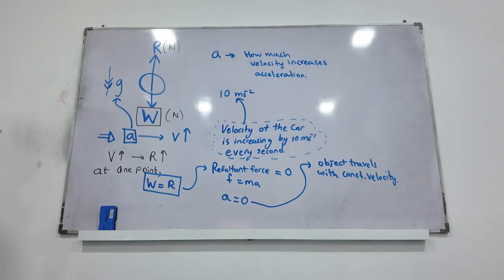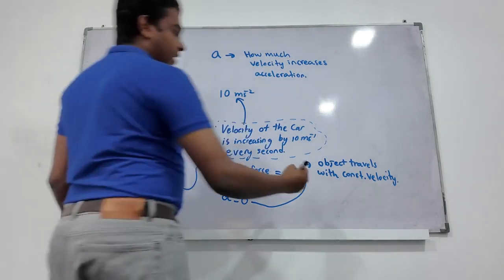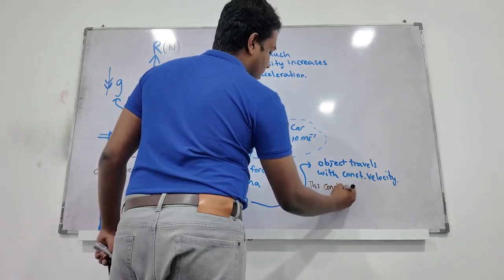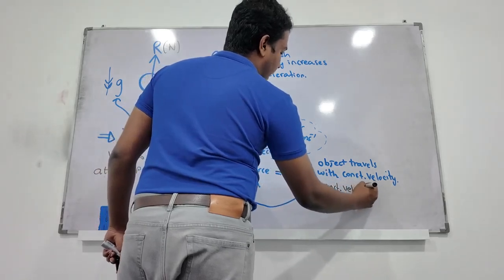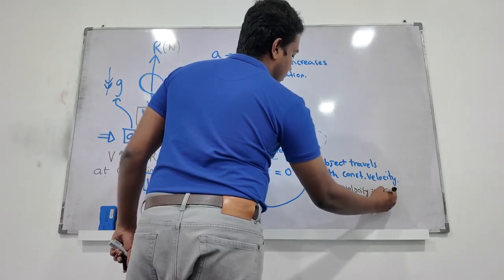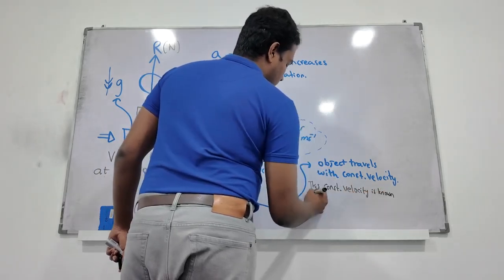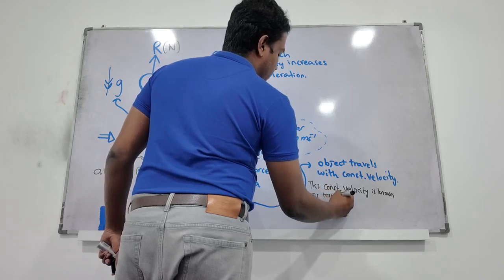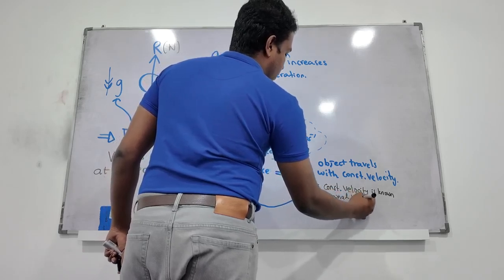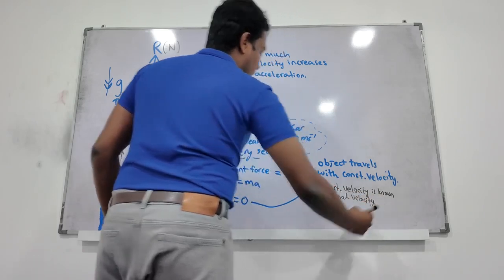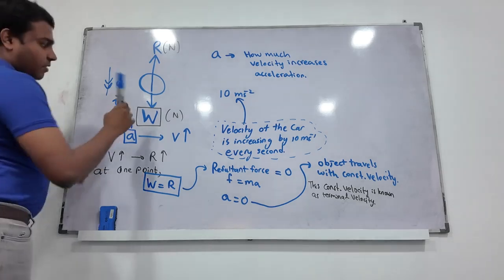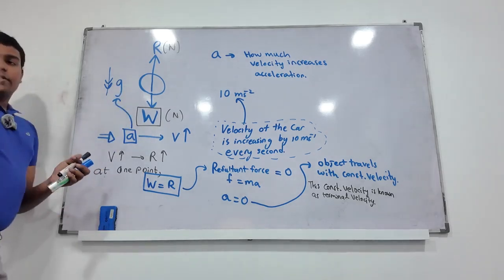So now we can finally say this constant velocity is known as terminal velocity. This constant velocity is known as terminal velocity. Also, you have to know this is the maximum velocity that can be attained by any object falling.